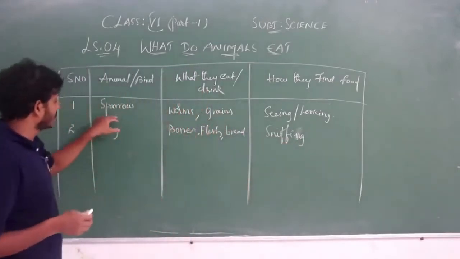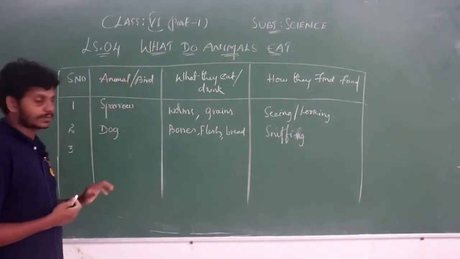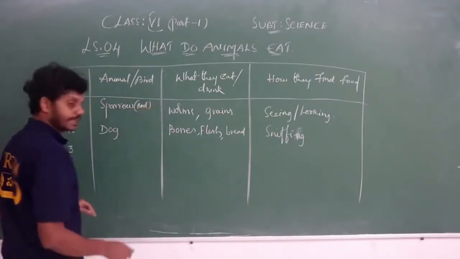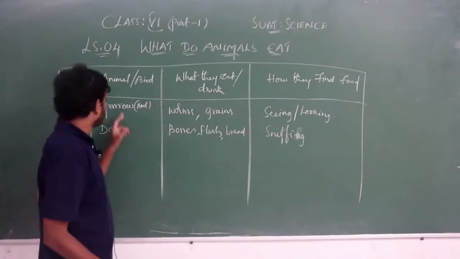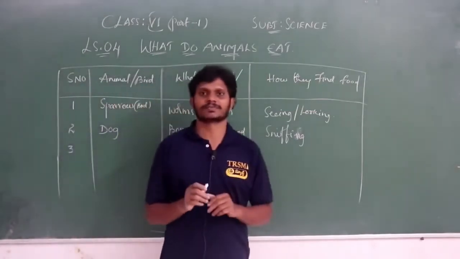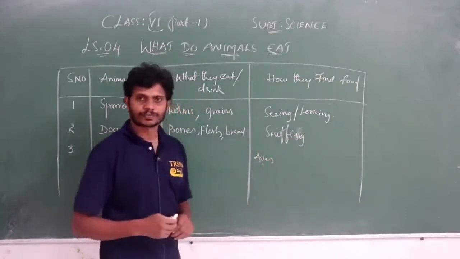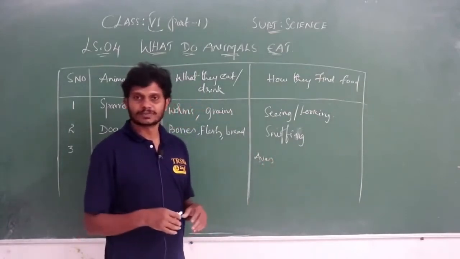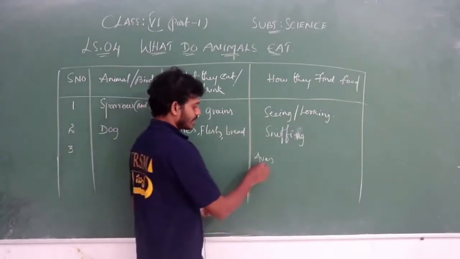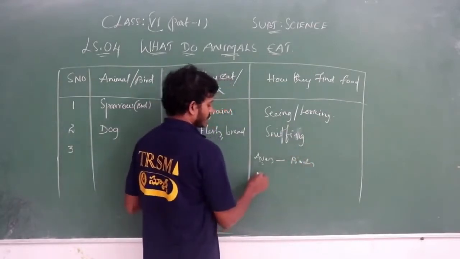Here, let's observe the first one, that is sparrow. This is a bird. Do you agree with this? Birds, we even call them aves, A-V-E-S. Birds come under aves, the family aves. We people come under mammals. Different types of families are there. Aves are nothing but birds. Birds come under aves only. Next, reptiles.